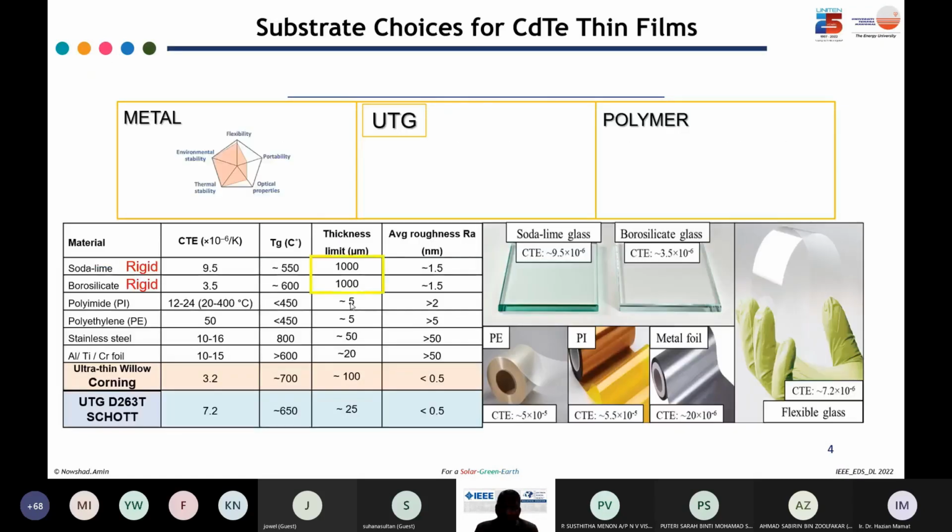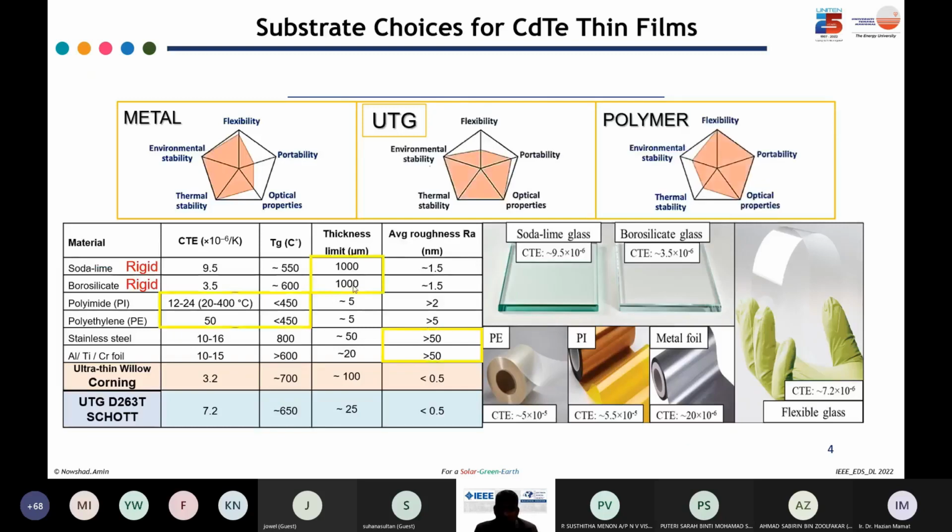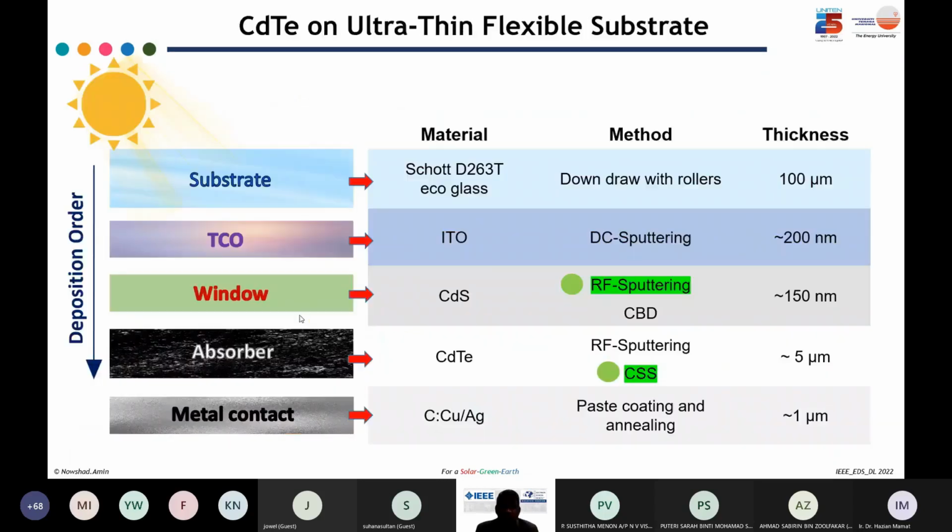So we have taken three different choices, and we found that there are two choices: ultra-thin glass by Corning and ultra-thin glass by Schott. One is aluminum silicate glass, one is zinc borosilicate. This time we have chosen zinc borosilicate because it was less researched in the past. And we have planned and made this kind of structure.